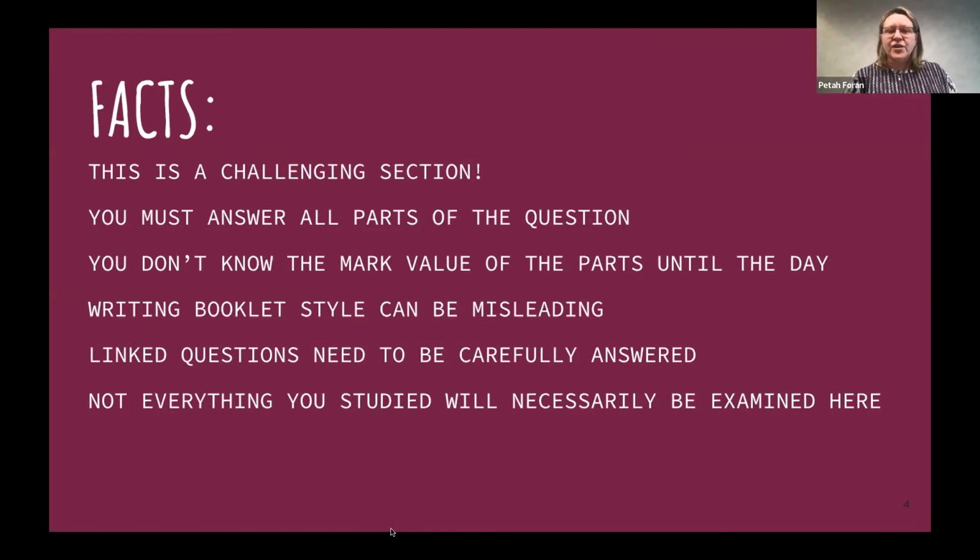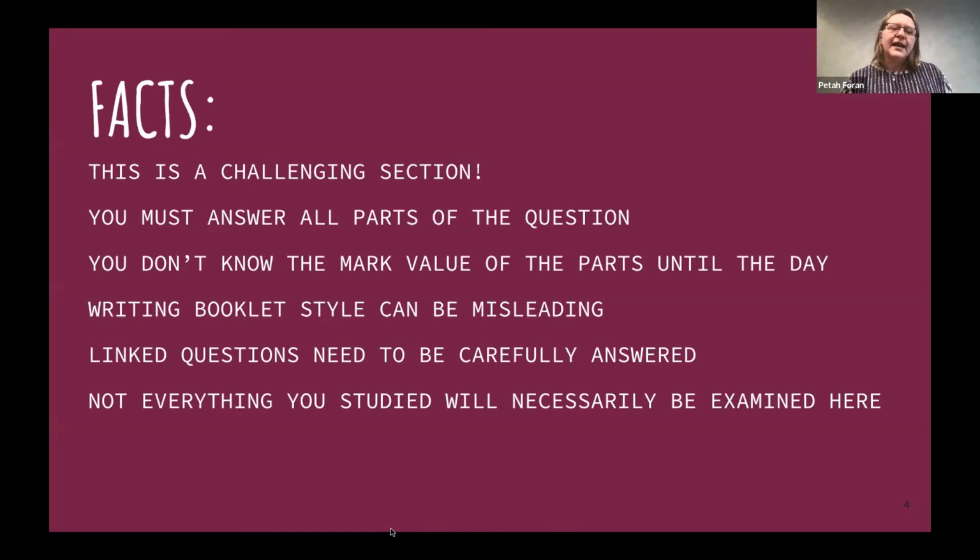So it is a challenging section. You must answer all parts of the question. Sometimes students get confused because of the structure of the question. What do they actually answer? You don't know the mark value of the parts until the day, and that is probably one of the biggest challenges to attacking this section. But there are ways that you can prepare for that. We'll have a look at that.